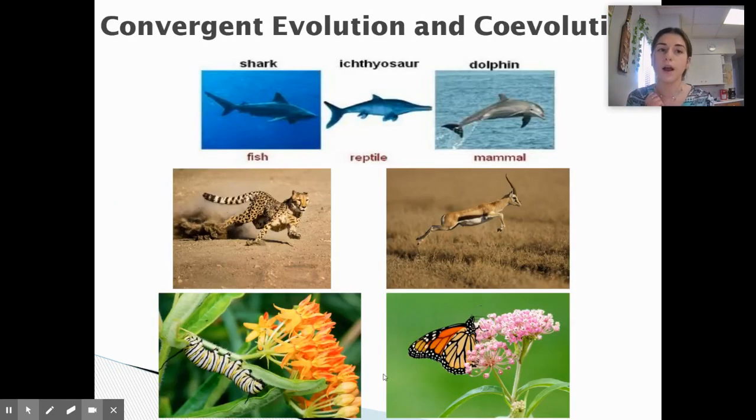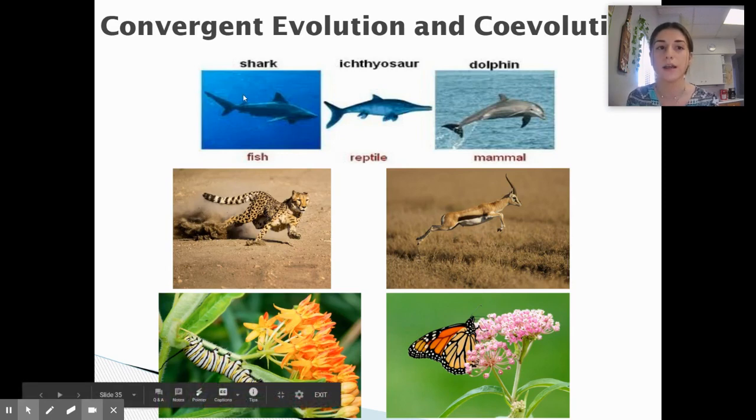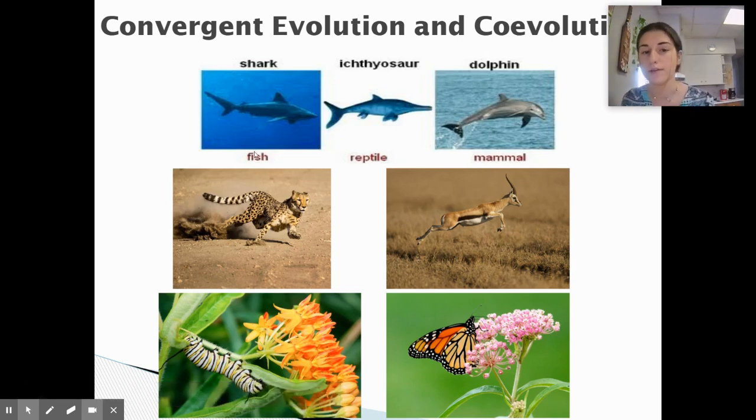Okay, so first we have convergent evolution and coevolution. This top picture is convergent evolution. We can see that these are obviously different animals. One is a fish, a shark is a fish. The ichthyosaur is a reptile, and the dolphin is a mammal. So they're all different animals: fish, reptiles, and mammals.